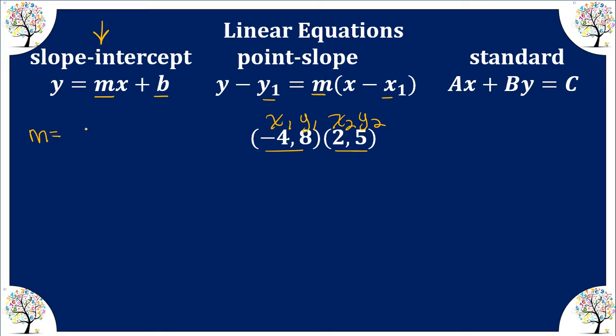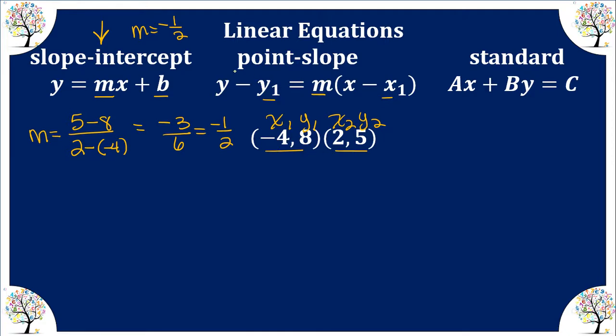So slope-intercept, we need to find the slope. Slope formula, y2 minus y1 over x2 minus x1. And be very careful with your negatives. This is going to give us negative 3 over positive 6, which simplifies to negative 1/2. So slope is negative 1/2. We do not know the y-intercept. That is when x is 0.